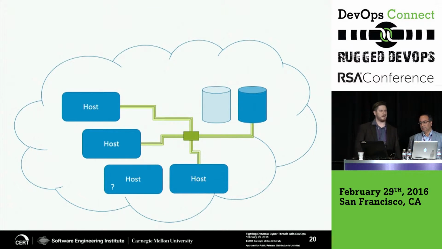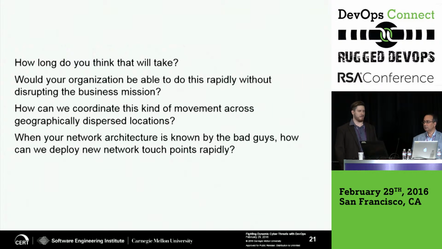So what I just described, in a traditional organization, how long do we think that would take? Do we have the will to do something like this? Can we do this without interrupting business continuity so that our business continues operating? Can we do this spread across several countries, geographically dispersed? And whenever our network architecture is known to the bad guys, how can we deploy new network touch points very rapidly?